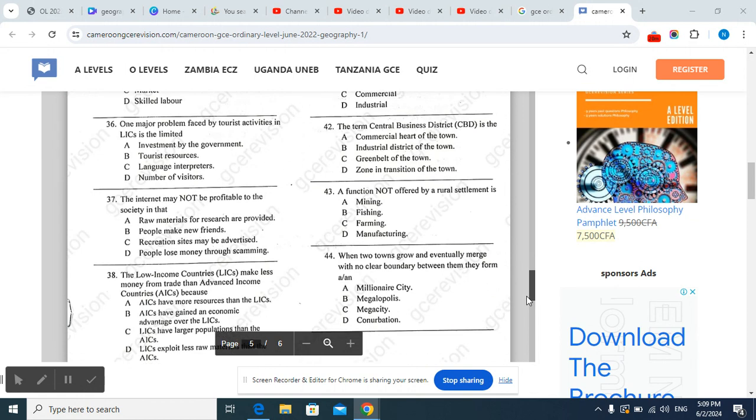Number 38. Low income countries make less money from trade than advanced income countries because... The answer is B.